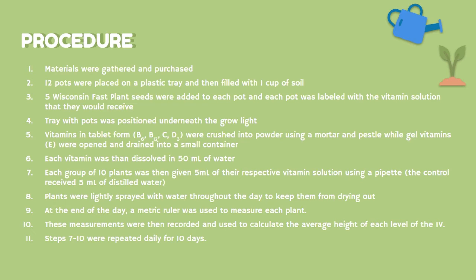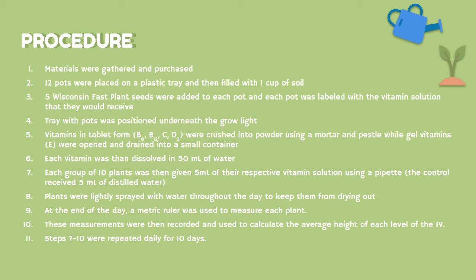12 pots were then placed on a plastic tray with the seeds and soil. This tray was then positioned underneath the grow light, and the vitamins in tablet form were then crushed into a powder using the mortar and pestle, while gel vitamins were opened and drained into the container. Each vitamin was then dissolved in 50 milliliters of water, and each group of 10 plants was then given 5 milliliters of that solution using a pipette, while the control received 5 milliliters of distilled water.